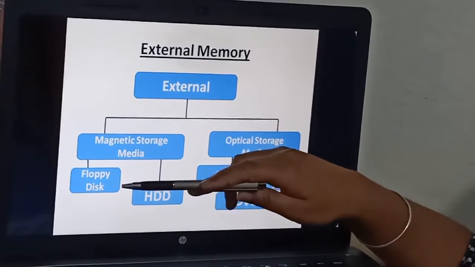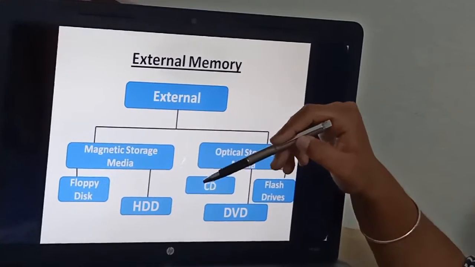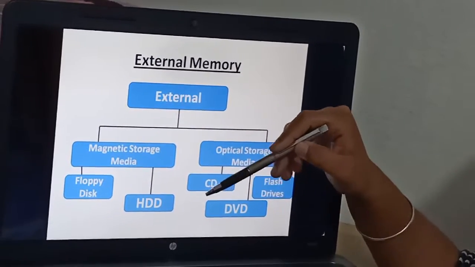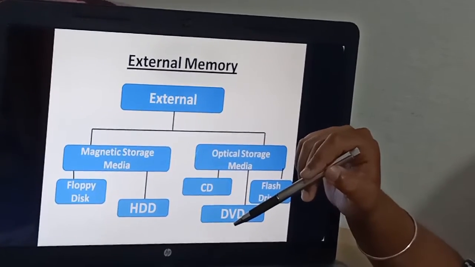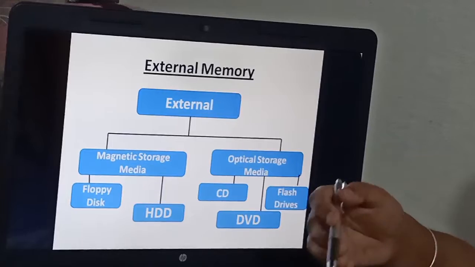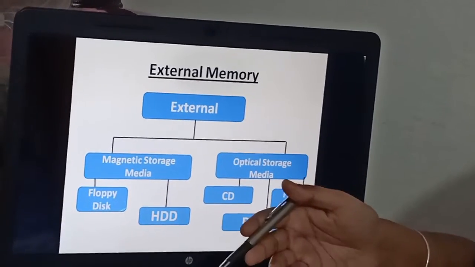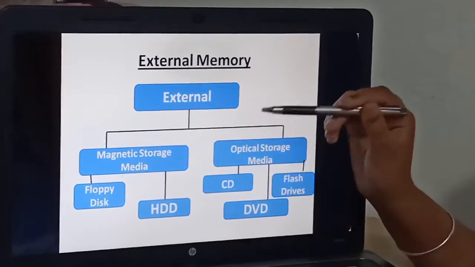Floppy disks are not in use nowadays. Hard disk drive is the one which we use in our daily life. A hard disk is already installed in your CPU and you can add one externally also. A hard disk can store a lot more data, using the electromagnetic technique.